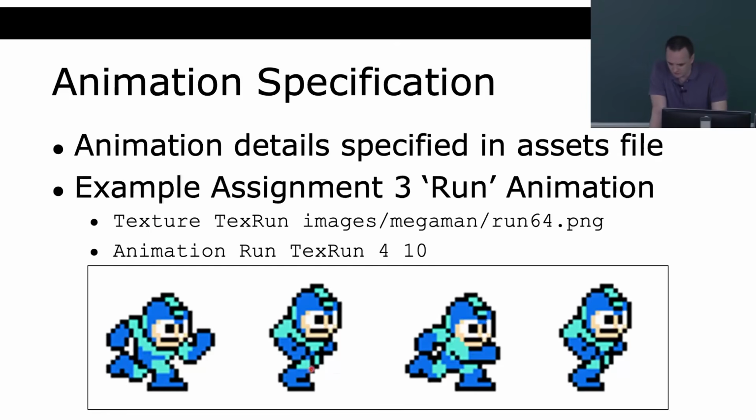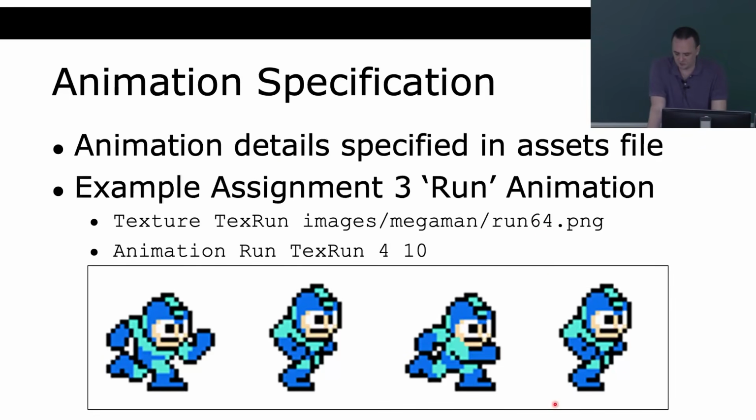So the texture here, this one is going to be called tex run or texture run, whatever string you give to it. And then it's images/megaman/run64. The reason it's called 64 is because the images I give you are 64 pixels square, right? So this is run64.